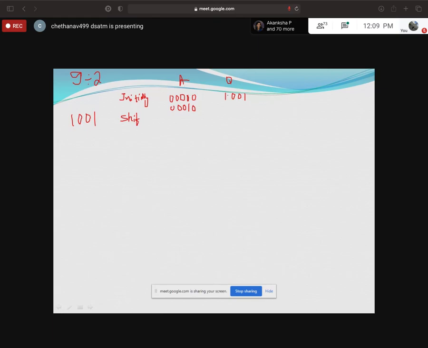So this is A, this is Q. Shift by 1 bit towards the left side. So I'm shifting now. See, shifting this, so 1 will be shifted towards the left side. This position will be empty. I'll keep it as empty space.